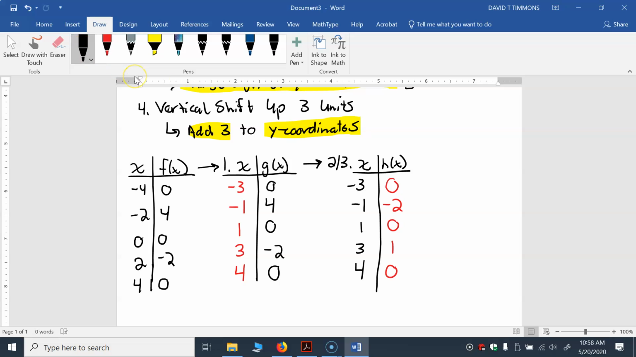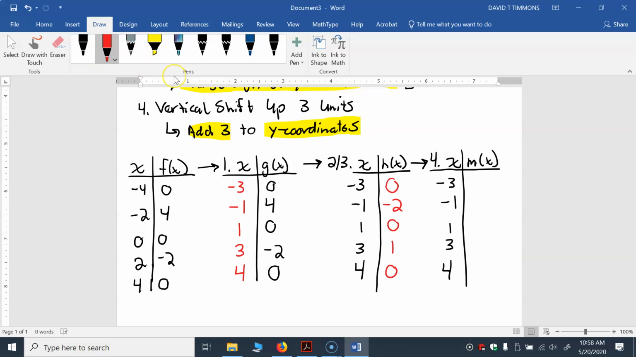And now lastly, we have the vertical shift, where we'll add 3 to the y coordinates, and I'll just call this x and maybe m of x. This will be the final table of coordinates. Now we're not changing x, so I'll copy those. And now let's add 3 to this column that you see in red. And let's see, so this would be 3 and 1, 3, 4, and 3.